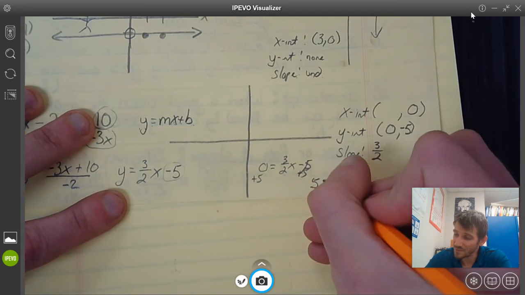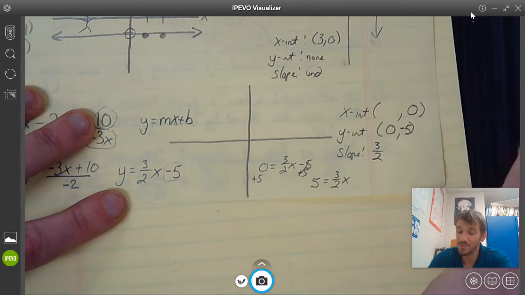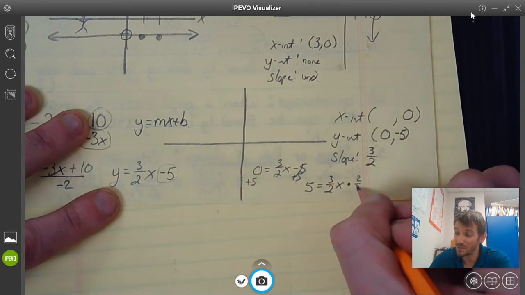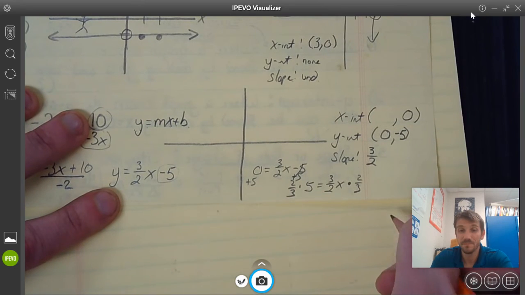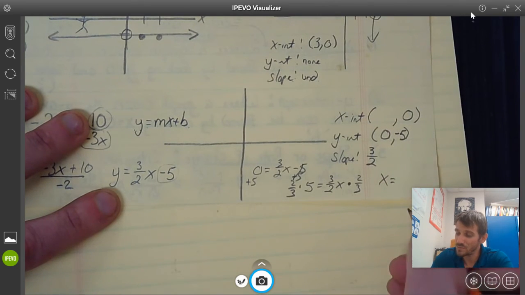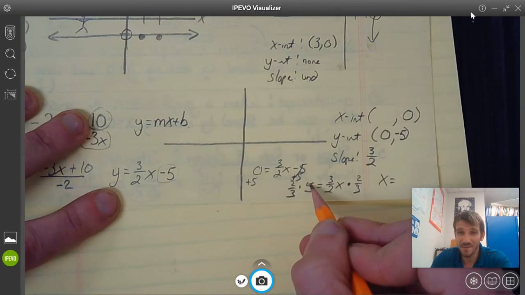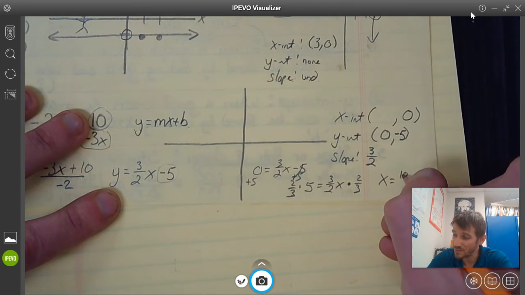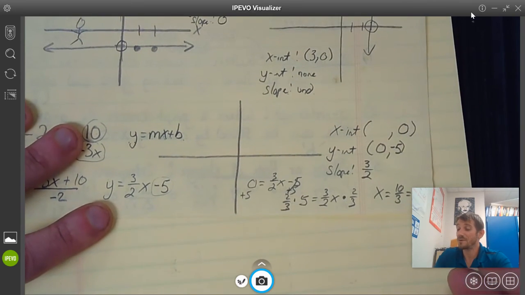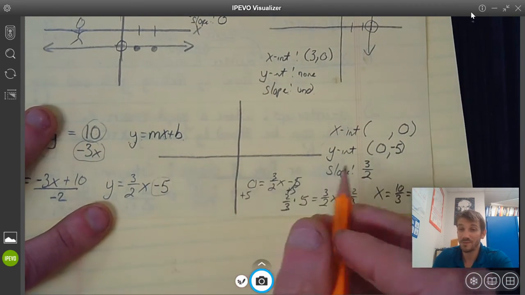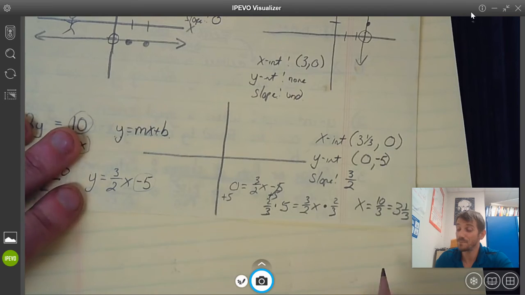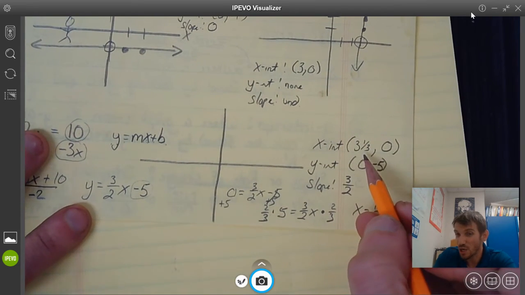And now 5 equals 3 over 2x. So the final step is to get rid of this fraction by multiplying by the reciprocal. Notice how we flip that. So this all gives us x equals, and 2 times 5 is 10 divided by 3. So that's 10 over 3, which is about 3 1/3. So let's see how accurate our graph is. That's our answer. That's our x-intercept is (3 1/3, 0). Notice how we got the answer. It's ugly, but we got it.